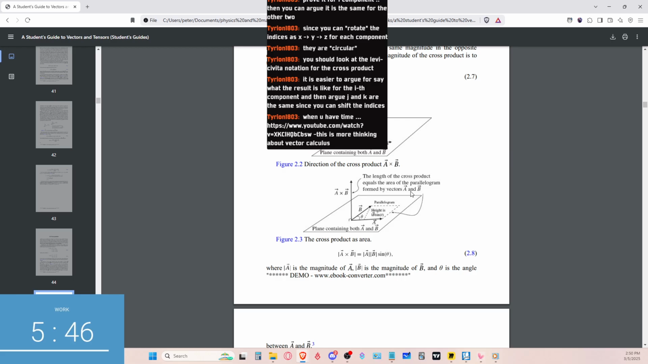Okay, so I understand why it's half because it's a triangle, but the one thing is, why is the cross product an area? I mean, the length of it anyway. That's the one thing I'm not getting.